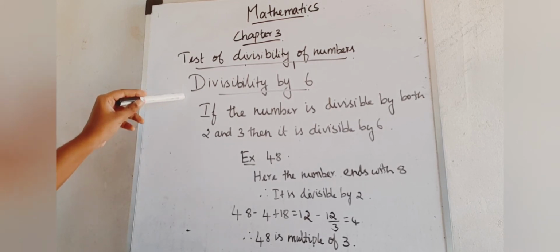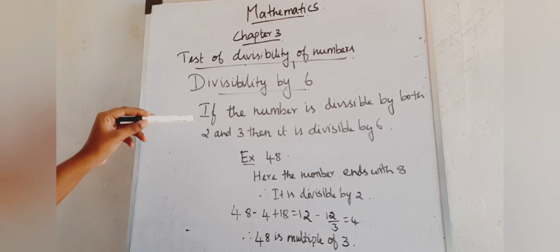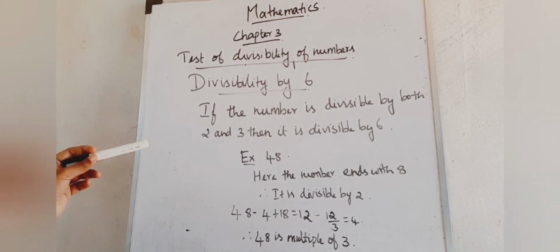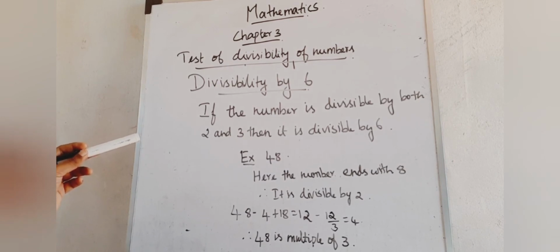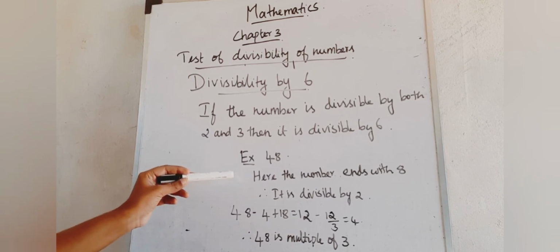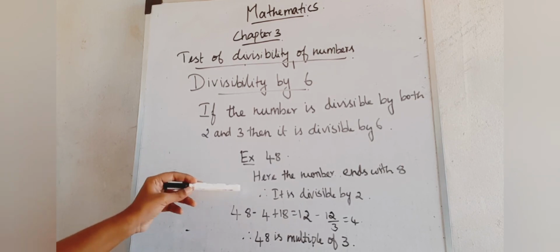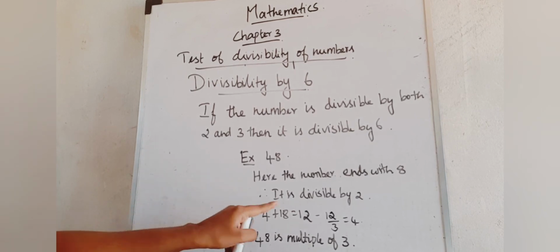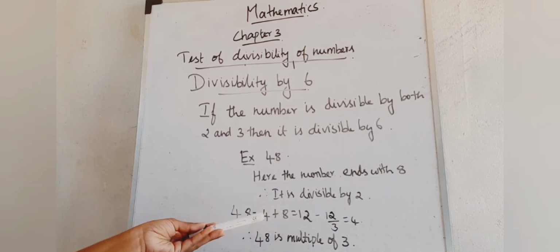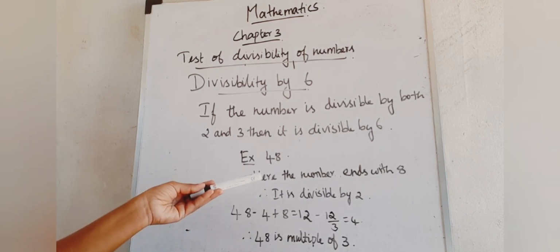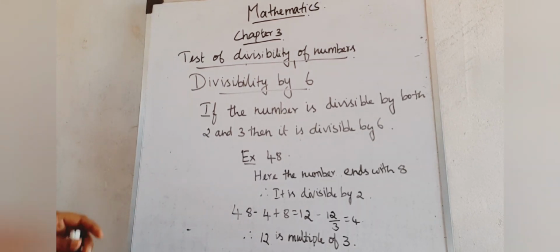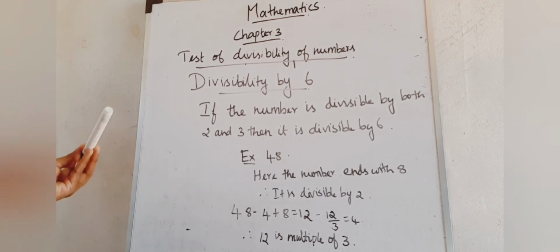The next one is divisibility by 6. If the number is divisible by both 2 and 3, then it is divisible by 6. For example, take 48. The number ends with 8, so it is divisible by 2. Then 4 plus 8 is 12, and 12 is a multiple of 3. So it is divisible by 2 as well as by 3. Therefore, we can say 48 is divisible by 6.